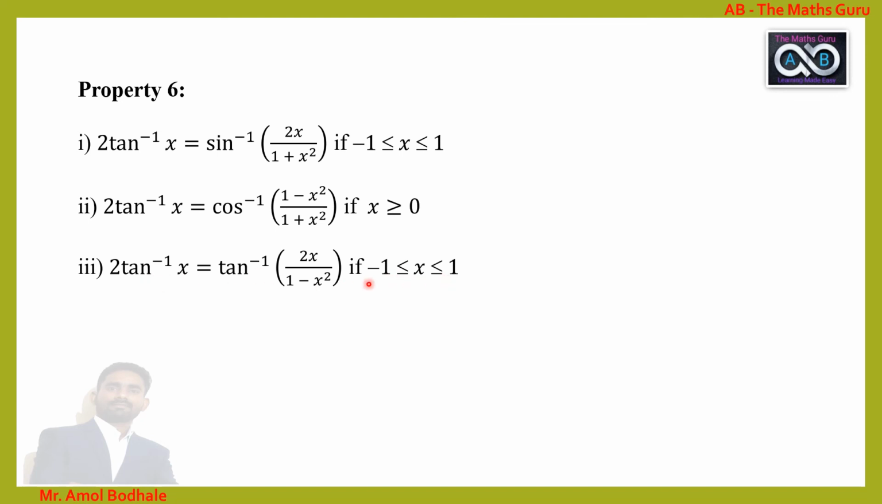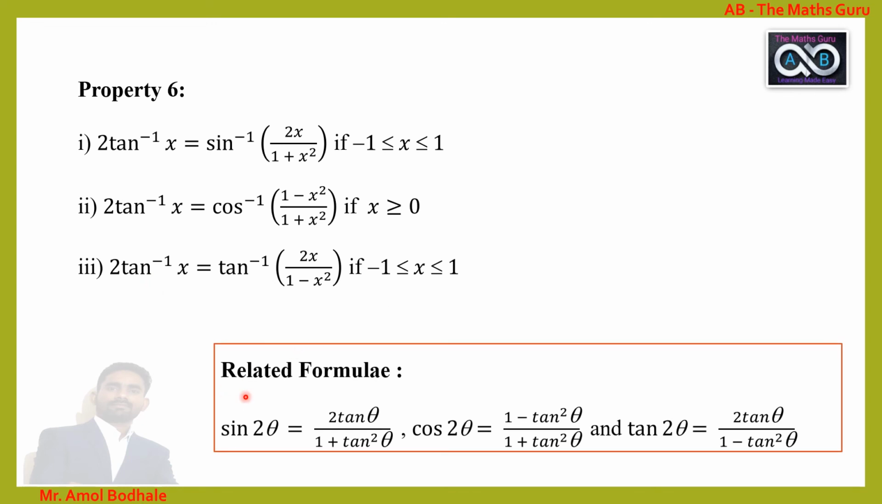So how can we remember this property? As we have learned the formulas in 11th standard, sine of 2 theta equal to 2 tan theta upon 1 plus tan square theta, cos of 2 theta equal to 1 minus tan square theta upon 1 plus tan square theta, and tan of 2 theta equal to 2 tan theta upon 1 minus tan square theta. So we can correlate this property and formula.